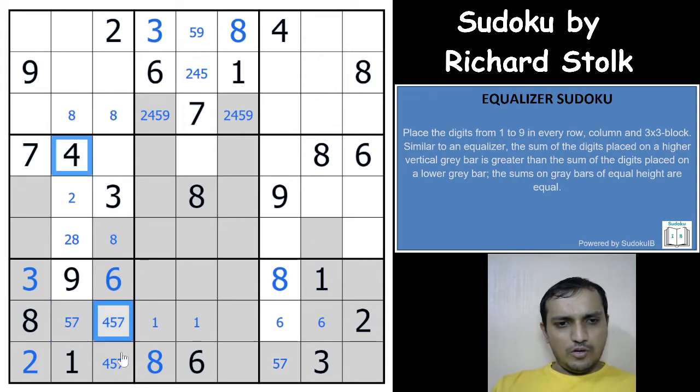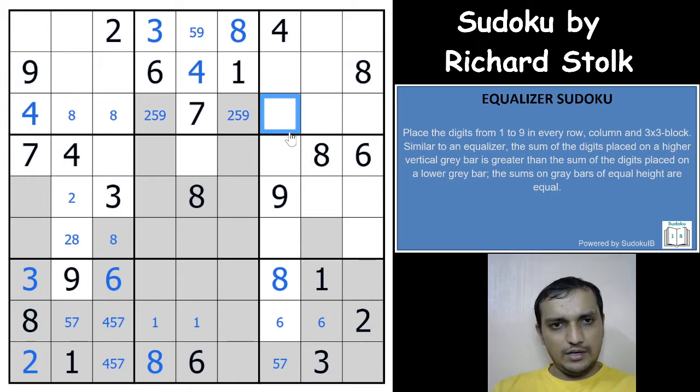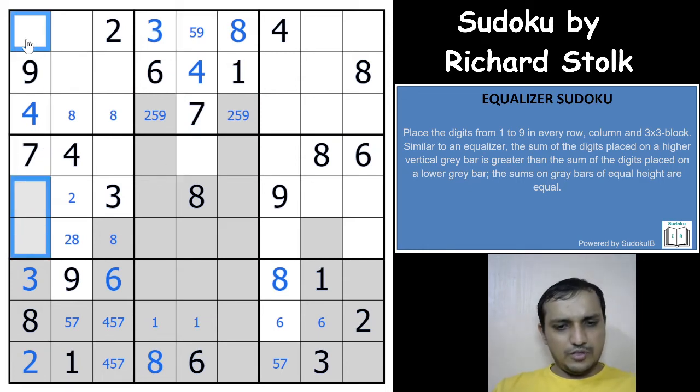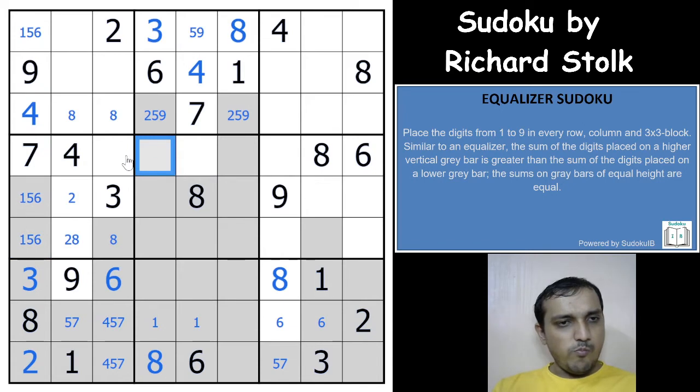Okay, 4 would have to be in one of these two cells. So this cell is a 4, that gives you a 4 in this cell, right? Okay, we know that the sum of these 4 cells and the sum of these 4 cells would have to be equal. Not sure of it. 1, 5 and 6 to be here.